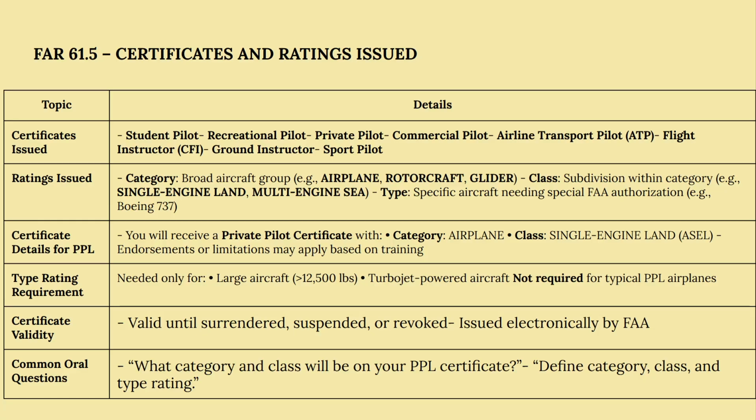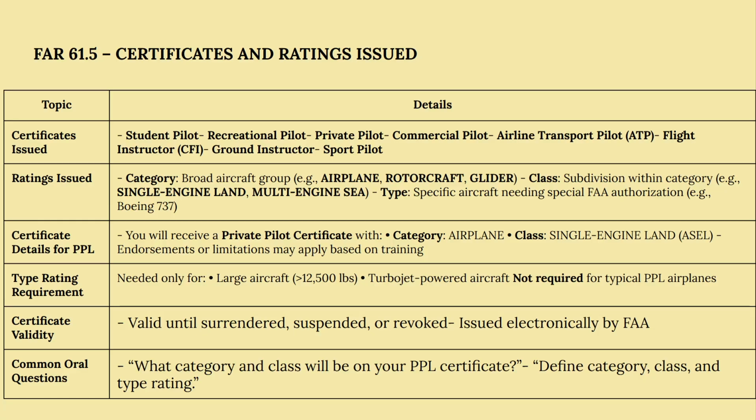So that is like a category, a thing that's flying. Then we've got a class, which is single engine, multi-engine, or seaplane, stuff like that. Then a type is for those heavy aircraft that weigh over 12,500 pounds and have a turbojet engine.